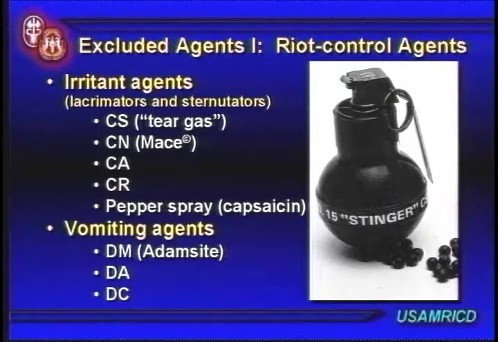The other kind of riot control agent is a vomiting agent. This includes agents such as DM or adamsite, DA, and DC. The designations CS, CN, and so forth are the NATO codes for these agents. The word for chloracetophenone, or CN, is different in English than it is in French or German. But all NATO countries understand that CN refers to this particular chemical compound. It's important to have at least a familiarity with the NATO codes used for the various agents that will be described in this course.